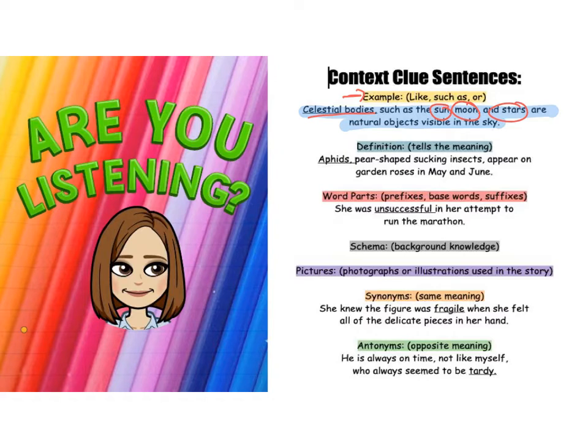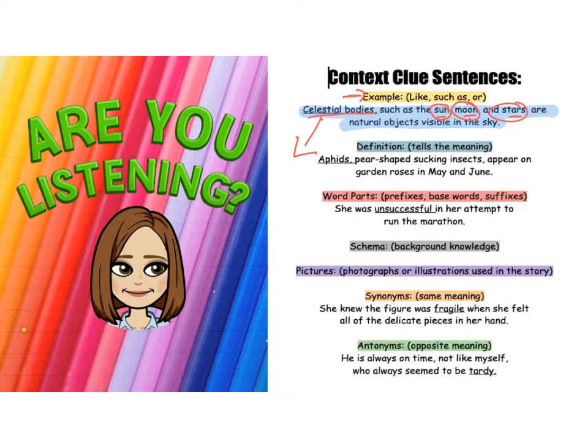So this that I'm trying to determine must mean something like a sun, moon, star, so something in the galaxy. Notice how that example clue helps me determine the meaning of that unknown word or phrase. Let's look at the next example.